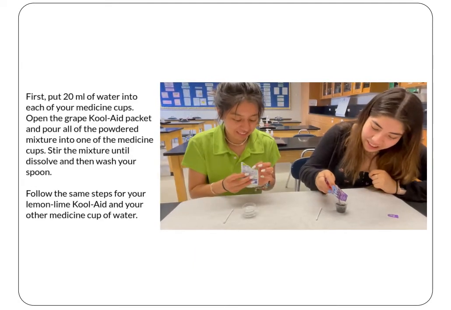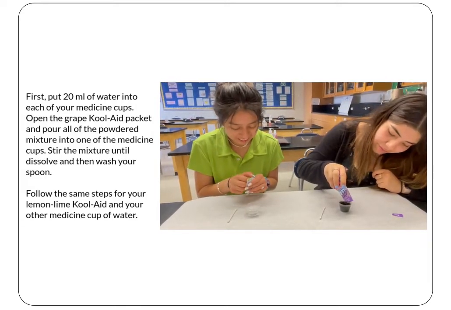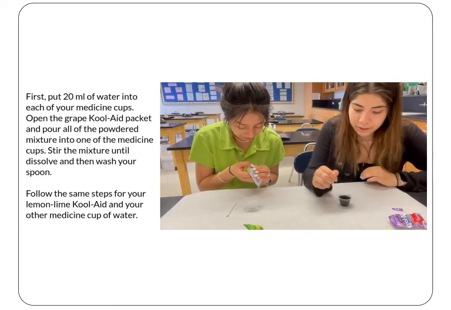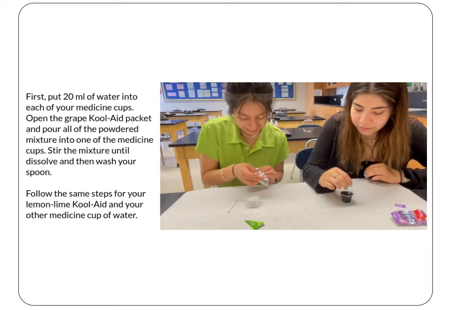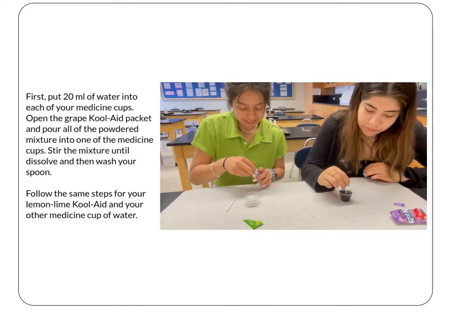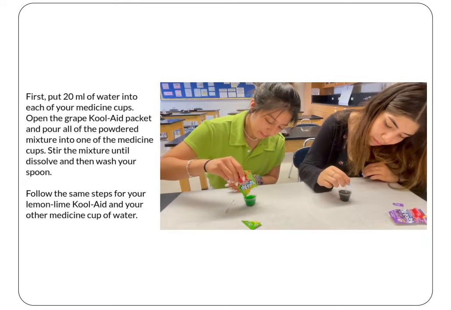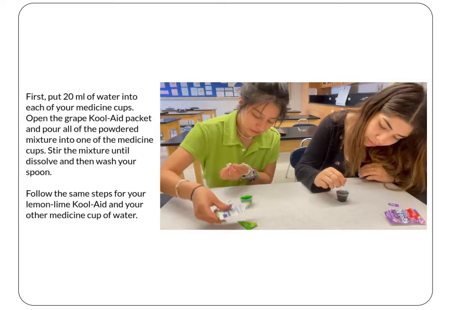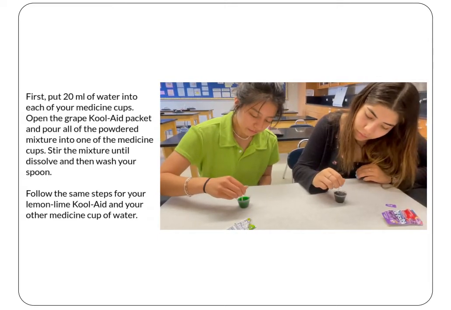The first thing you're going to do in this experiment is put 20 milliliters of water into each of your 2 medicine cups. Then open the grape Kool-Aid packet and pour all of the powdered mixture into one of the medicine cups. Stir the mixture until it's completely dissolved and then wash your spoon because you're going to be using it again. Then follow the same steps for your lemon lime Kool-Aid and your other medicine cup full of water. You're going to stir it with your spoon again and then rinse your spoon because you're going to be using it later in this experiment.